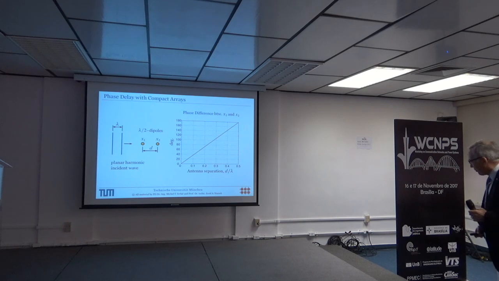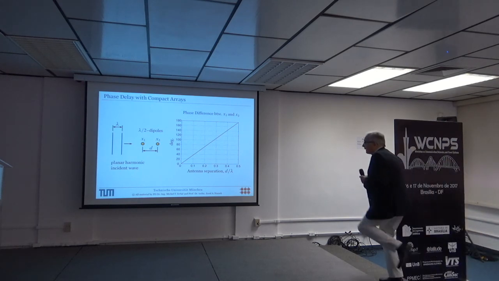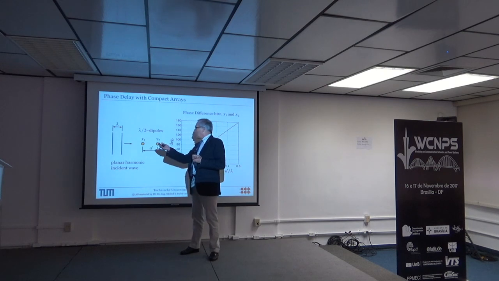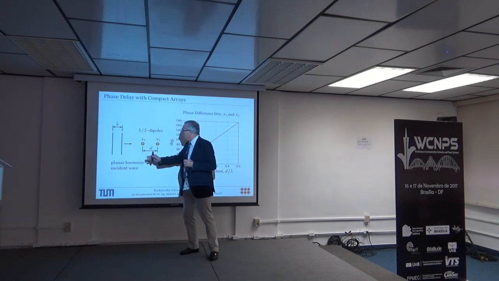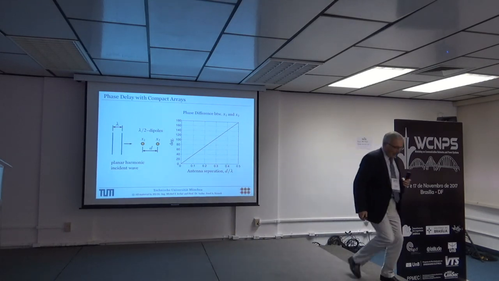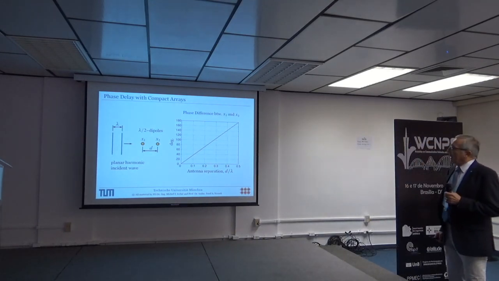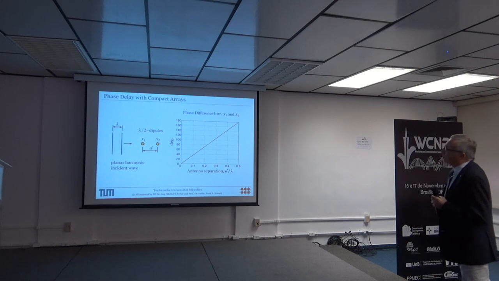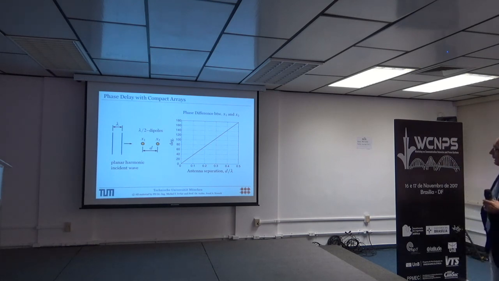For that, I will show you a very simple example. Imagine you have 2 lambda over 2 dipoles perpendicular to that screen, and from the far left, there is a plane wave coming, where you see the wavelengths of that harmonic wave also seen there, and we try to measure the phase difference of the 2 signals which are picked up by the 2 antennas.